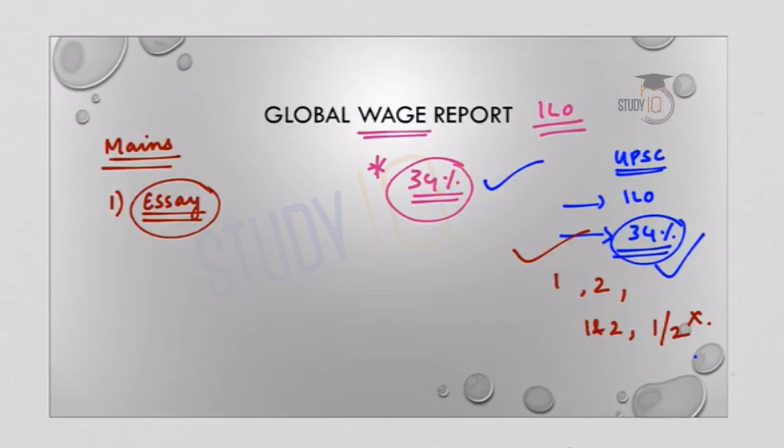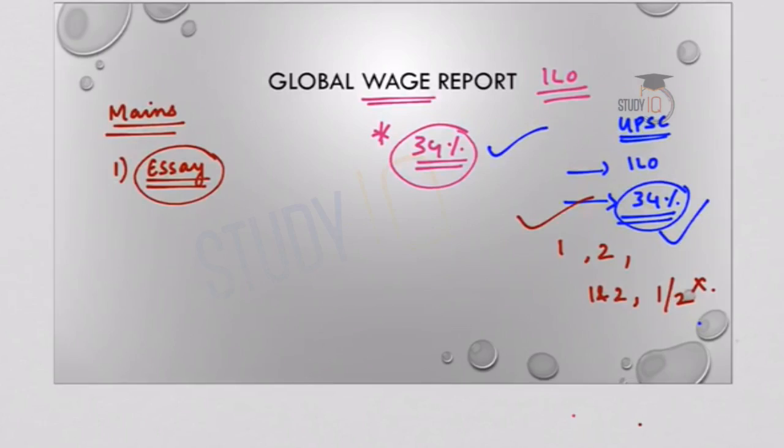When the examiner is evaluating your paper, if you quote various reports, according to the International Labour Organization's Global Wage Report, the performance of women in India, or the wage inequality for women in India is so and so, if you can quote like that, this will give more authenticity to your answer and it will fetch you more marks. So try to include as many reports, as many suggestions, as many committees as possible in your Mains paper.